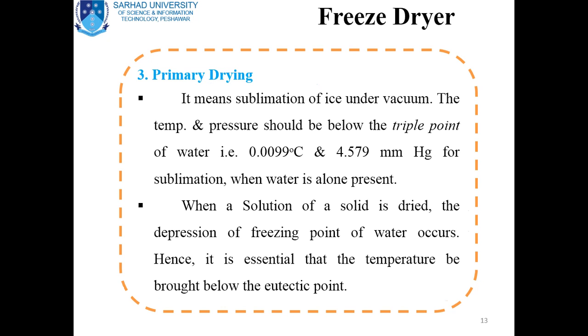The third step is primary drying. It means sublimation of ice under vacuum. The temperature and pressure should be below the triple point of water. Remember that it is kept for water: 0.0099 degrees centigrade is the temperature, and the pressure is kept at 4.579 mm of mercury for sublimation when water alone is present.